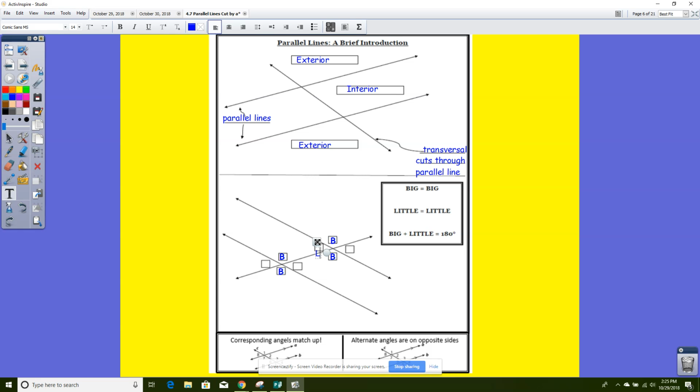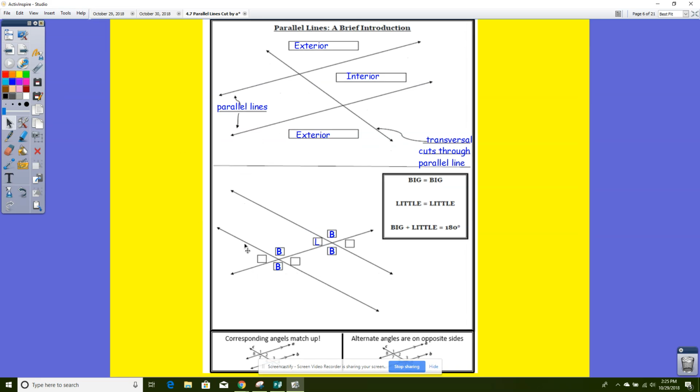Then I have 4 little angles. So this one is a little angle here. And then I have 3 more. So this one is a little angle here. This one would be a little angle here. And then this would be a little angle here. And again, all of these little angles are going to measure the same thing. Now, if I add a big to a little, then those 2 angles are going to add up to 180 degrees. And that's going to happen every time.